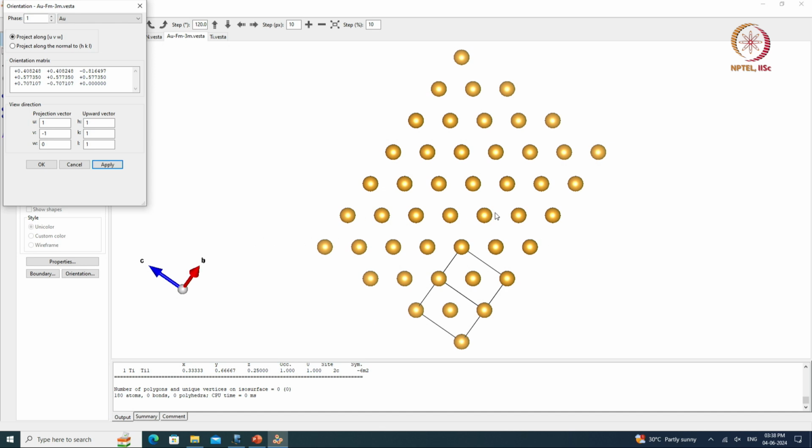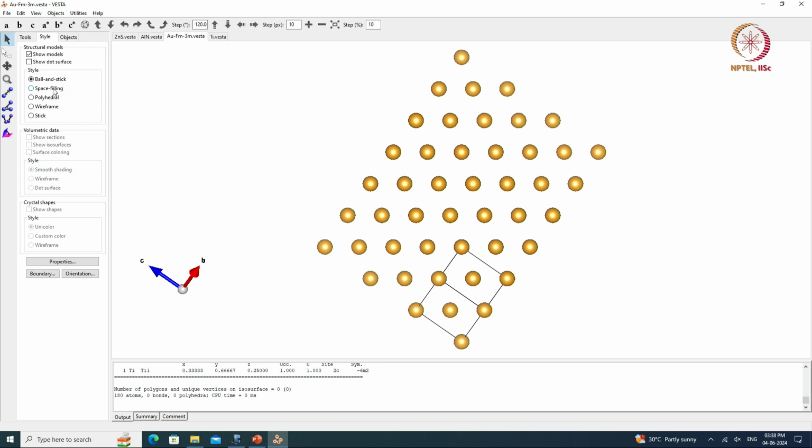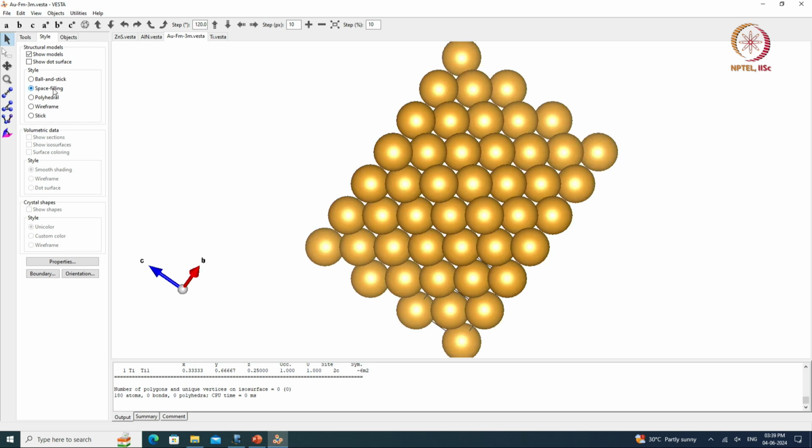If I apply that, then I see that these are all the 1 1 1 planes. These are supposed to be close packed planes. So you can imagine that all these atoms are touching each other. If I space fill it, something like this, right. So these are hard spheres that are touching each other.